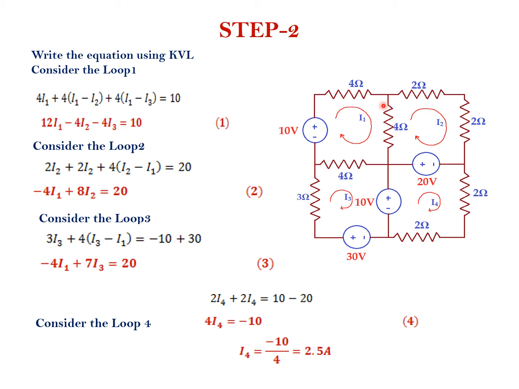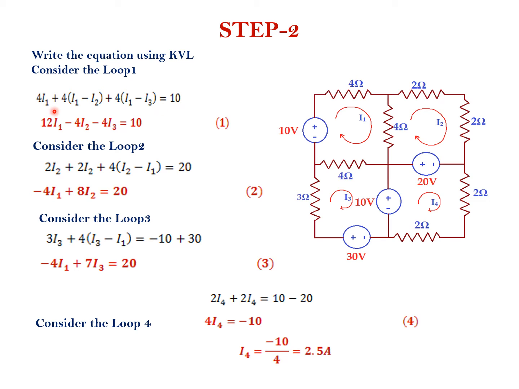Then consider this resistance 4 ohm. It shares the currents I1 and I2. But how to write the equation? With respect to I1, you have to write the equation. So 4 into (I1 minus I2). And next consider the third resistance also 4. With respect to I1, write the equation. So 4 into (I1 minus I3), that is equal to voltage rise 10.